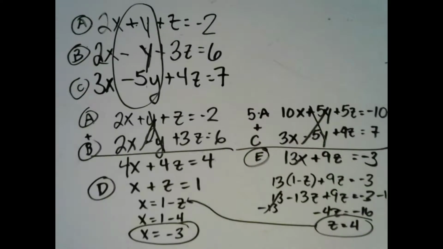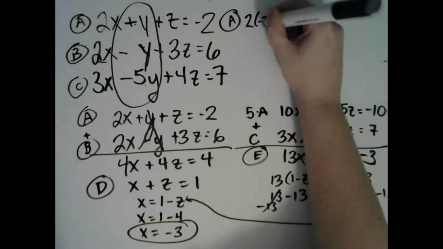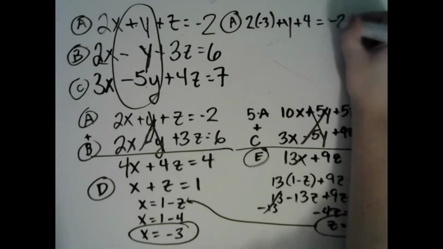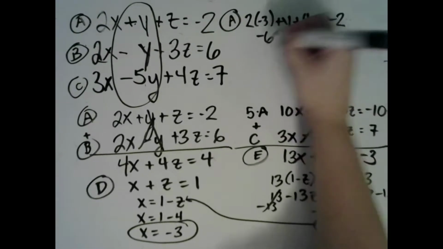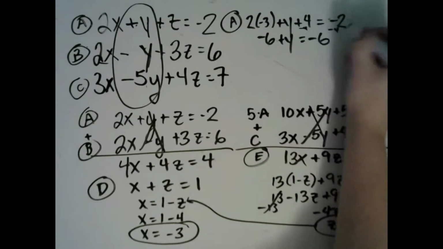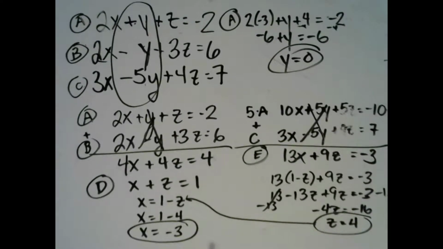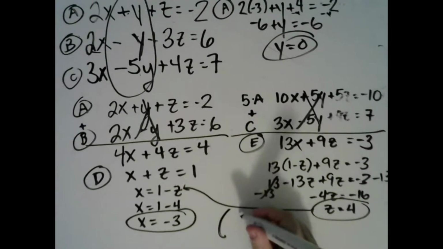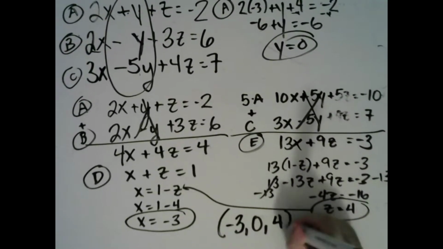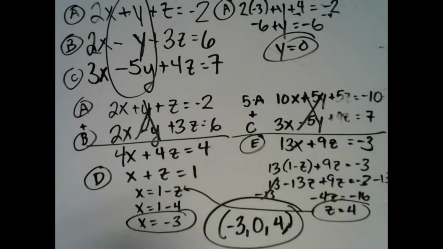So I can take these 2 answers and plug them into any one of the original 3 equations. Let's use equation A. 2 times -3 plus y plus 4 equals -2. -6 plus y equals -6 if I subtract 4 to both sides. So y must equal 0. The solution to a 3x3 equation should be written as an ordered triplet x, y, z. Let's try that again with example 6.